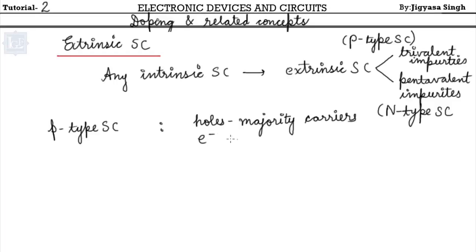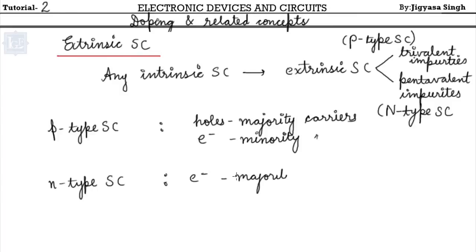And the electrons are minority carriers. And the opposite is the case for n-type. Here electrons are majority carriers and the holes are minority carriers.